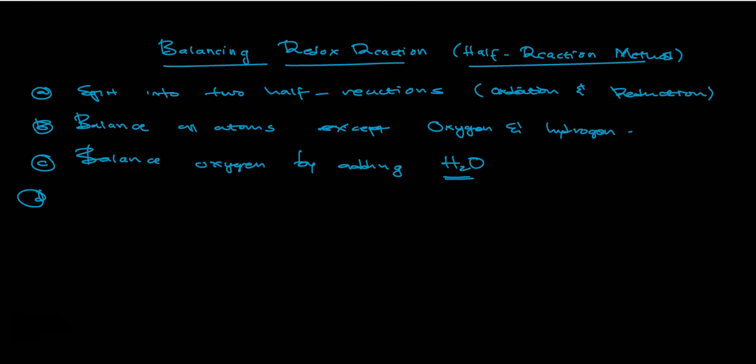Our fourth step is now to balance hydrogen. So how do we balance hydrogen? Hydrogen is balanced in two ways, because in balancing redox reaction, some redox reactions will be in basic medium, others will be in acidic medium. So those that are in acidic medium, we are going to balance hydrogen by adding hydrogen ion.